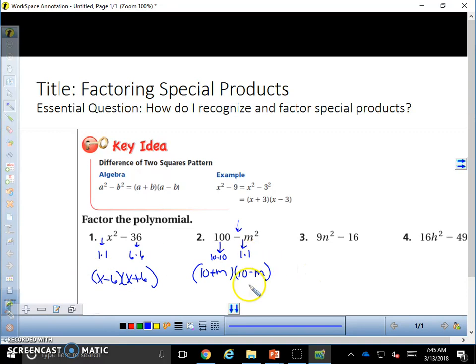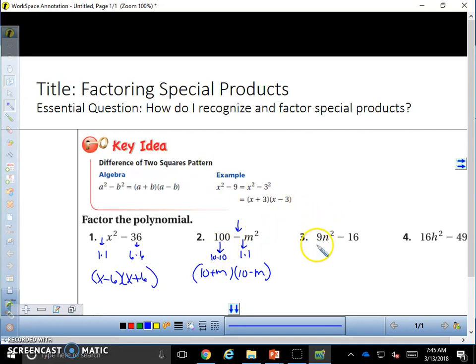Big picture, what are you solving for here again? All of these are x-intercepts. So this one, number 1, has x-intercepts of positive 6 and negative 6. Number 2 has x-intercepts of positive 10 and negative 10. That's the whole point of this.